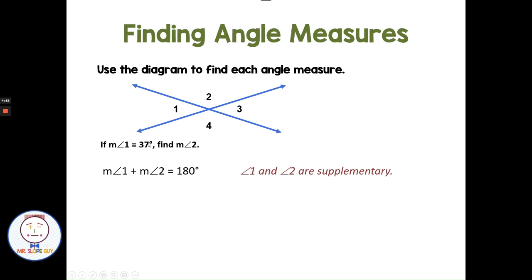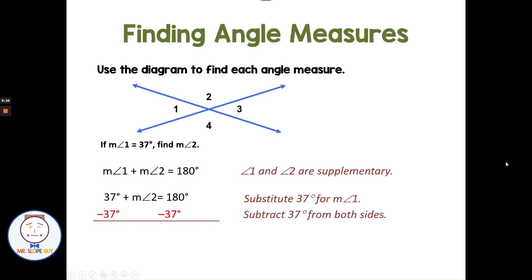I know the measure of angle 1 is 37, so I can replace measure of angle 1 with 37. And then I have a little equation to solve for measure of angle 2. If 37 plus angle 2 add up to 180, I could just take 180, subtract 37 from it, and I'm left with the measure of angle 2 must be 143. And that makes sense. If this is 37, this would be 143. Together, that would add up to 180.